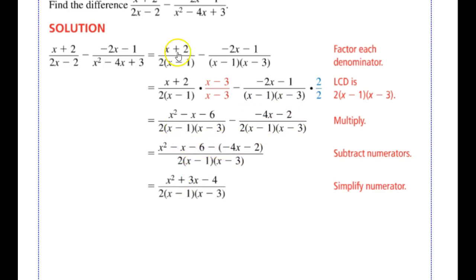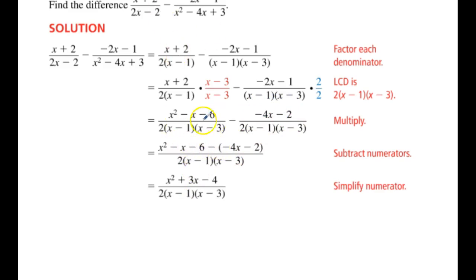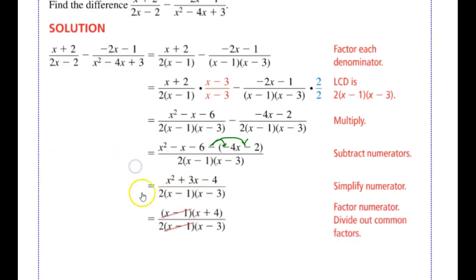So then I'm going to end up simplifying, because if I distribute this here, it becomes x squared minus x minus 6 plus 4x plus 2, which simplifies to x squared plus 3x minus 4, and my denominator stays the same. So now I can go ahead and factor my numerator, which becomes x minus 1 times x plus 4, and I divide out any common factors.